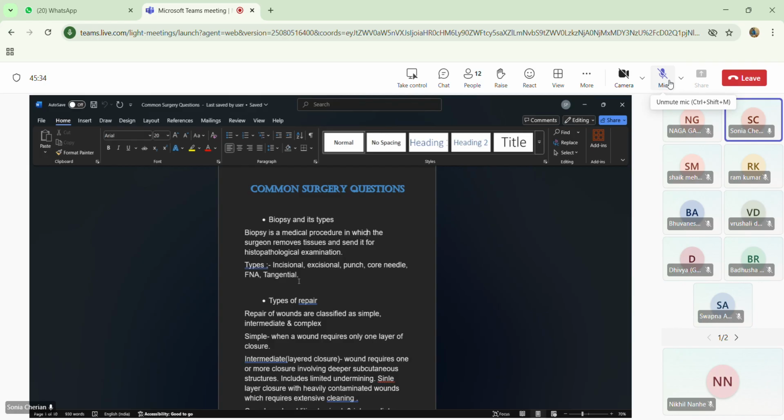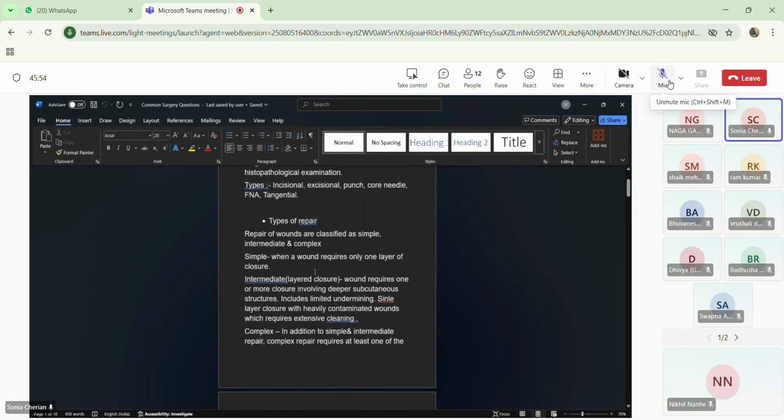Then this is one question. The second question is types of repair, or they can ask you what are the types of closure. You should say that repair of wounds is classified into simple, intermediate, and complex. You should say what is simple, what is intermediate, and what is complex. Simple is when a wound requires only one layer of closure. Layered closure, which we call intermediate, requires one or more closures involving deeper subcutaneous structures, which includes limited undermining and single layer.